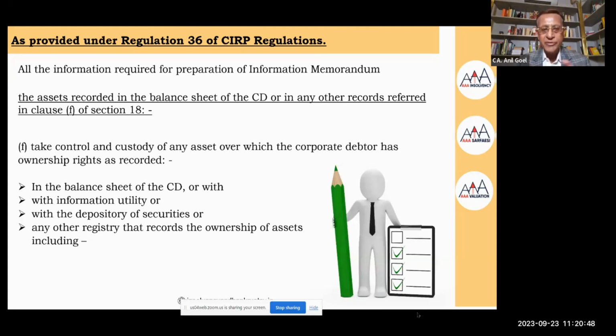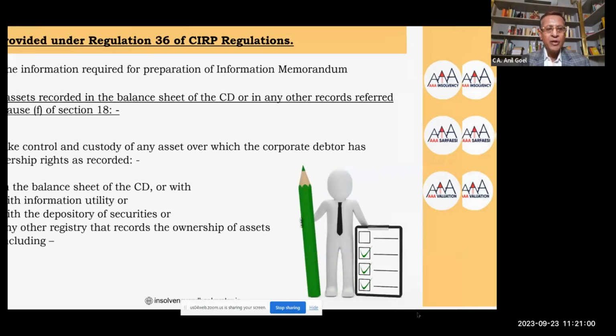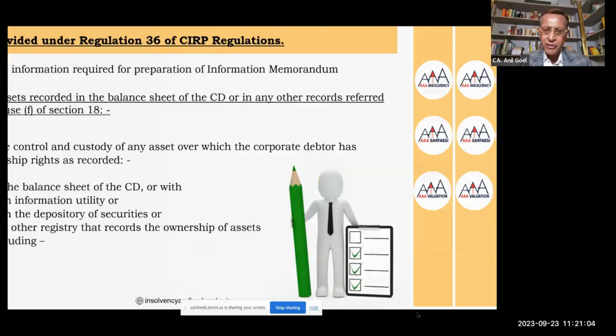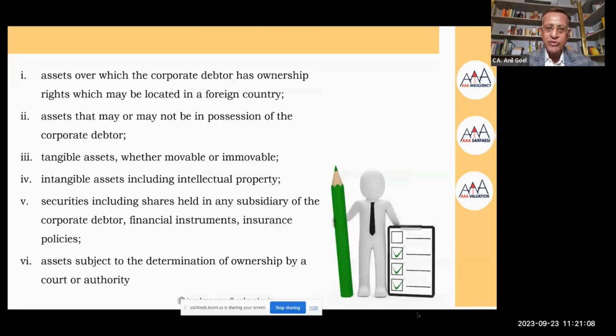So all these ownership rights, if recorded other than in balance sheets, become something that is required by the RP or the IRP for the purpose of preparing the information memorandum, for the purpose of operations, and for the purpose of understanding the liabilities of the company. Now, this section 18 clause F further says assets over which the corporate debtor has ownership rights which may be located in a foreign country are also included, and we have a right as an RP to seek information about this.